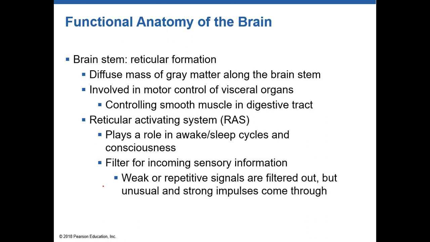Now, there is an area of the brainstem that we're going to talk about, but it's not one of the three main regions. And this area of the brainstem is called the reticular formation. We mention it because it has an important function for our body. This is defined as a mass of gray matter that is along the brainstem, which is why we're talking about it in this area of our notes. And it's involved in a lot of motor control of visceral organs. So remember, visceral organs are things like our digestive tract. A good example of that is our smooth muscle that moves things through our digestive tract.